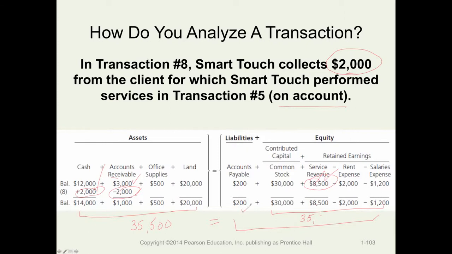Okay. And your liabilities are 200. And stockholders' equity is going to be 35,300, which is equal to 30,000 of capital stock plus the net income of 5,300. So the total liabilities and stockholders' equity, 35.5, equals your total assets.